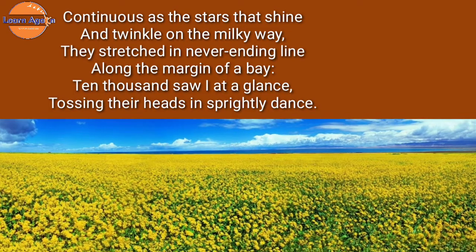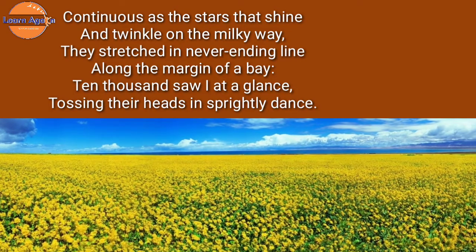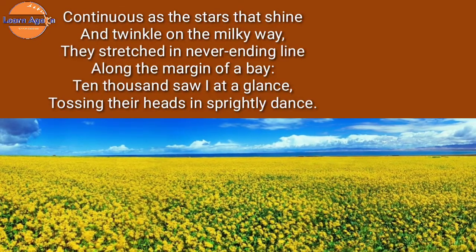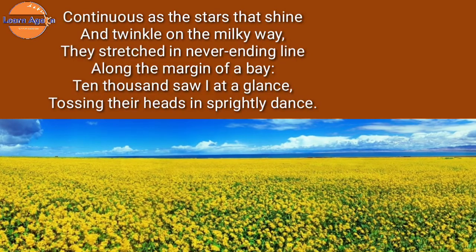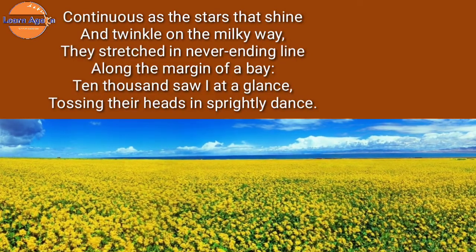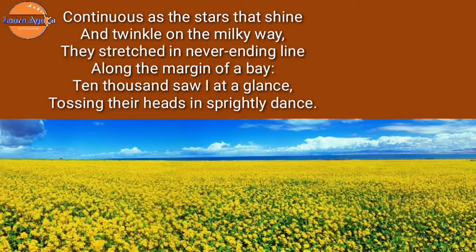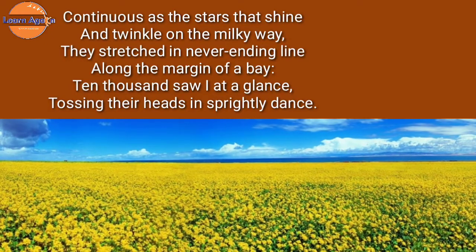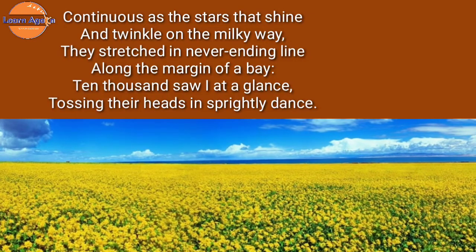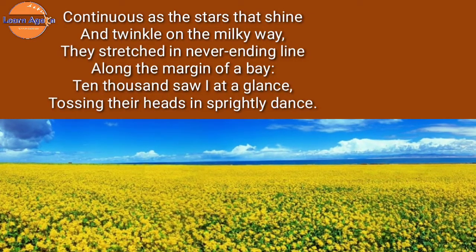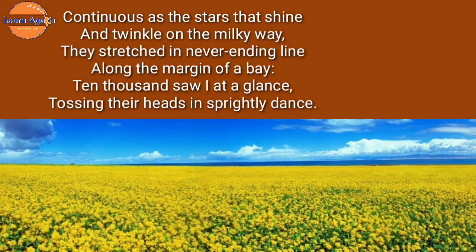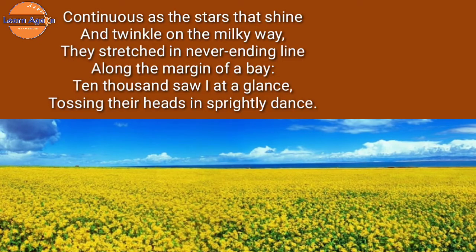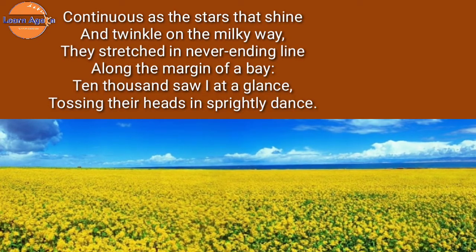Further he says that these golden daffodils were stretched in a never-ending line. It means there were many daffodils along the margin of the bay. Well, margin means edge, or we can say the seashore of the bay. Bay, you know very well, is a water body like a sea. A Bay of Bengal we have in our country. So the poet saw twinkling, shining golden daffodils which have no end along the margin of the bay.